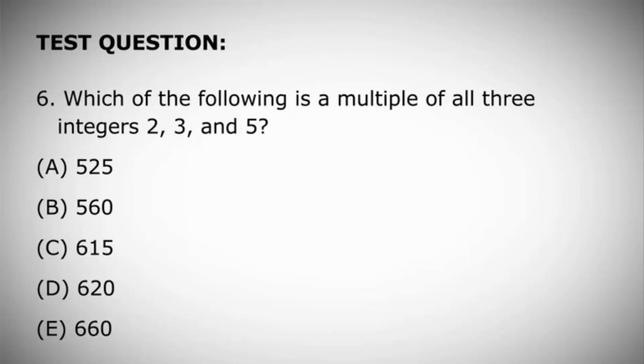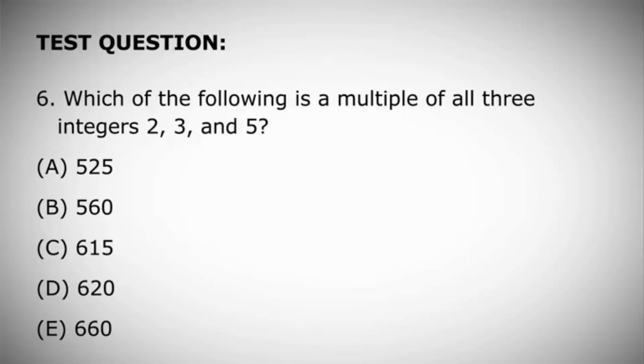Another way of saying that is that the correct answer is going to be divisible by all 3 of those integers. That's what we should look for. Let's start with the divisibility rules for 2. A number that's divisible by 2 must be an even integer.